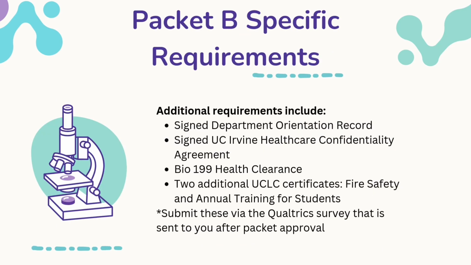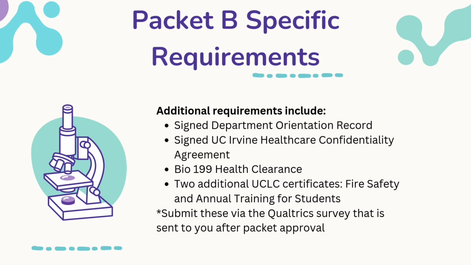Okay, so as we discussed, Packet B does have a few more requirements. So some of these include a signed department orientation record, signed UC Irvine Healthcare Confidentiality Agreement, Bio 199 health clearance, and 2 additional UCLC certificates. This includes the fire safety and annual training for students. So make sure to complete these, and these can all be found within the Packet B download in the research dashboard. And then these will all be submitted in the Qualtrics survey that will be sent to you after your packet is approved.